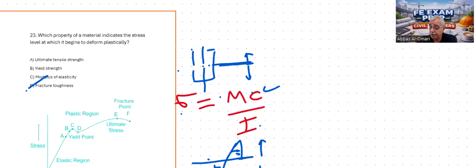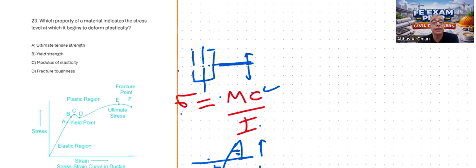which property of a material indicates the stress level at which it begins to deform plastically? Now, this is about the stress-strain relationship. Again, this question repeats in the FE exams, so you should understand the different points and the stress-strain relationship of ductile material.